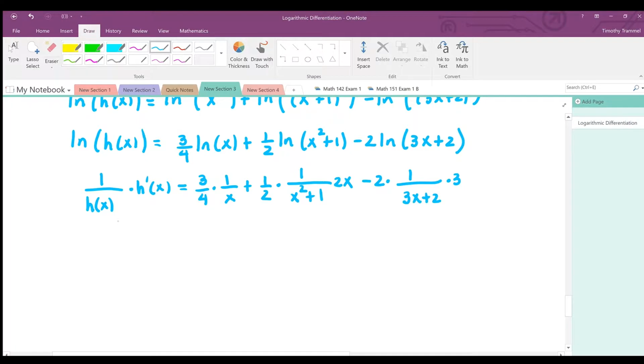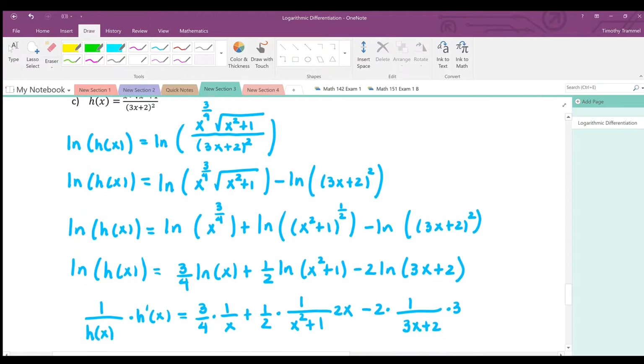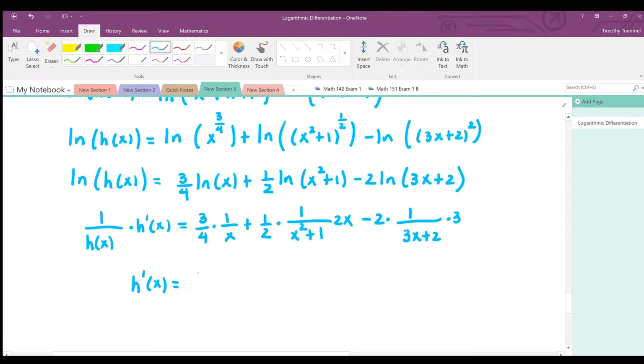And let's rewrite this a little bit. Let's maybe multiply both sides of the equation by h of x. And note, h of x, we know what that's equal to. It's this mess up here. X to the 3/4, I'm going to start writing it, x to the 3/4, the square root of, what was it, x squared plus 1, and then all over 3x plus 2 squared. So that's just me at the moment having multiplied by h of x on each side.